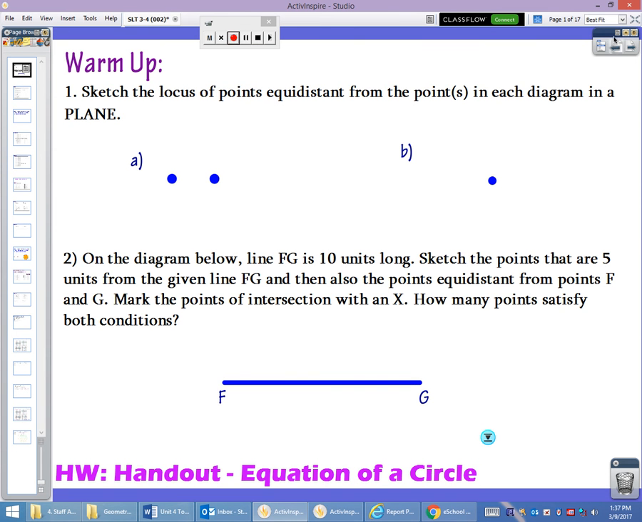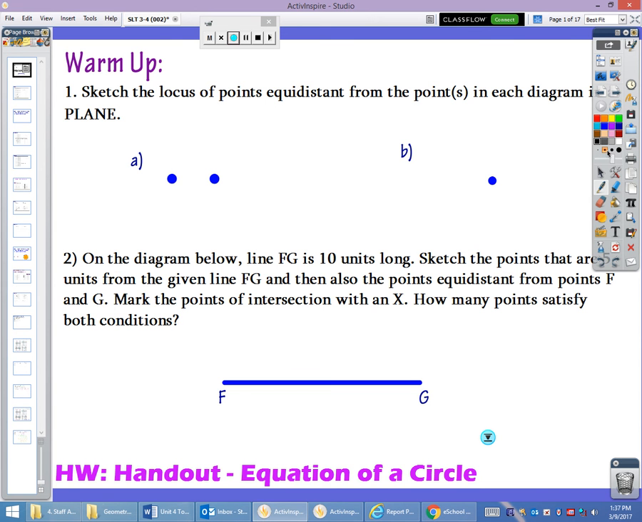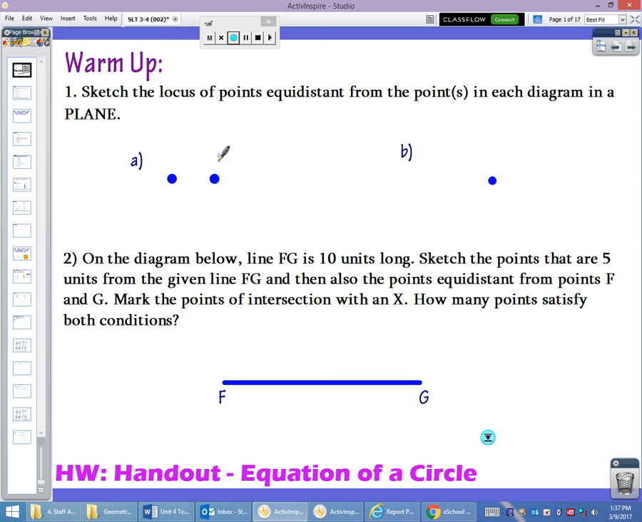Sketch the locus of points equidistant from the points in the diagram. So a lot of you, I think, understood number 1 or A, but I bet you made a small mistake. The locus of points equidistant from these 2 points would be a line that goes on forever in both directions, right in between the 2 points. But not only is it in between, it's actually the perpendicular bisector of these 2 points. So it had to have been at a right angle. Couldn't just go this way, because this point right here would have been closer to this one than this point.